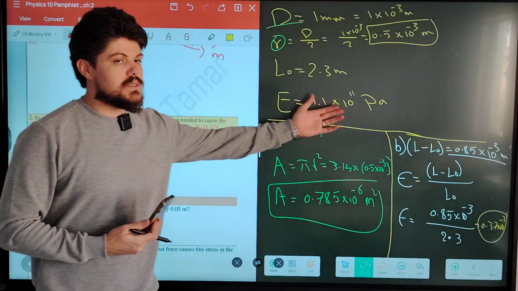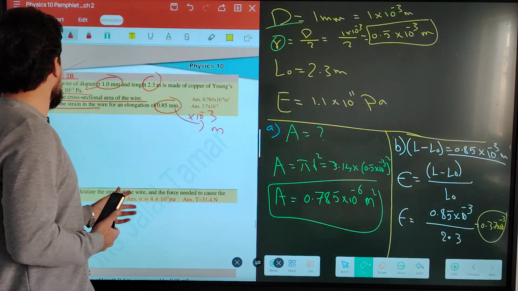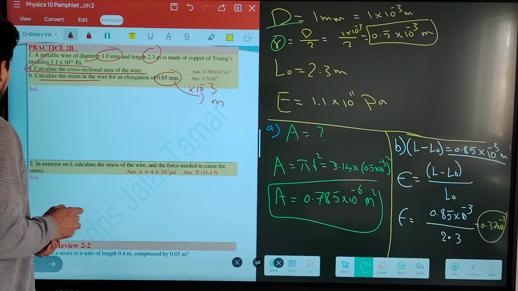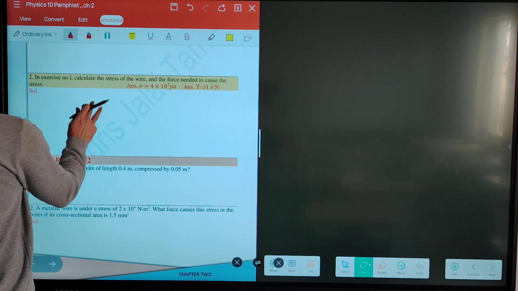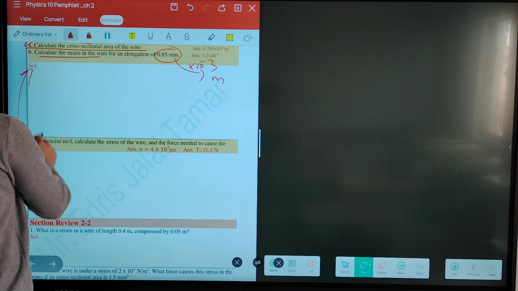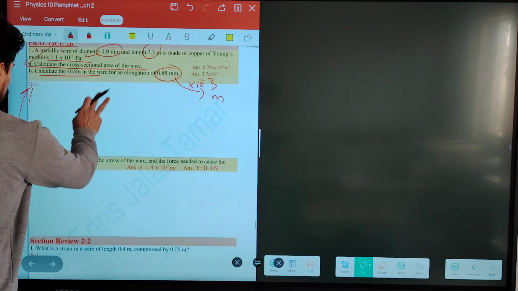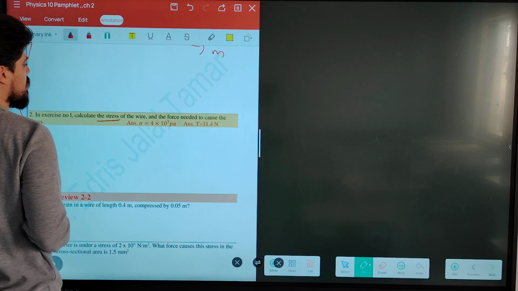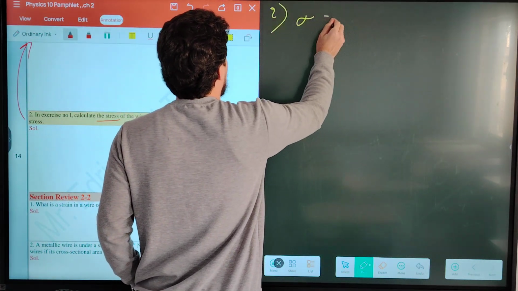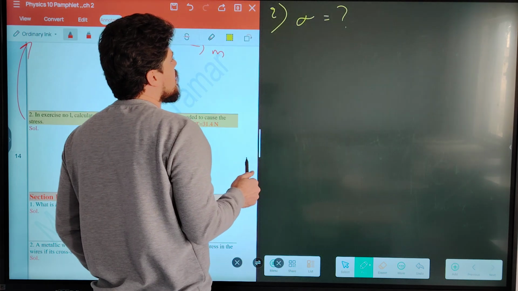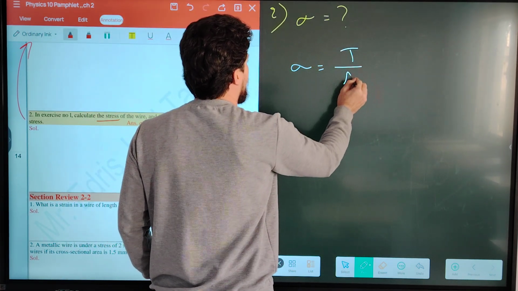Also, you can see the solving of question 1 in practice 2b. Question 2 in practice 2b, guys. In exercise number 1, this question is related to question 1. We can use the given values of question 1 in question 2. Calculate the stress of the wire. What is unknown in question 2? The stress of the wire. How can you determine stress? We studied that stress is equal to tension over area.